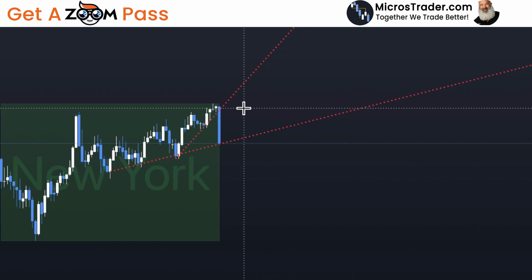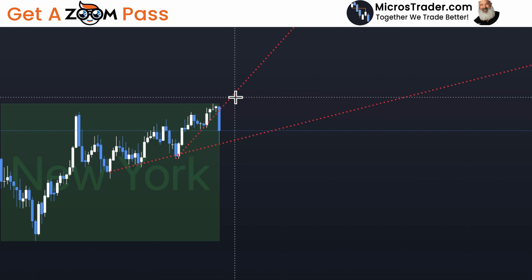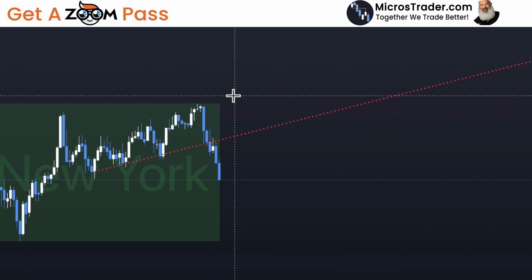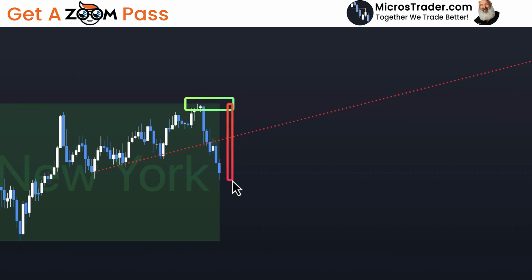And there, broke the parabolic trend line. And now we broke this primary trend line. So what's happening here? Liquidity grab, shift in market structure, blah, blah, blah.